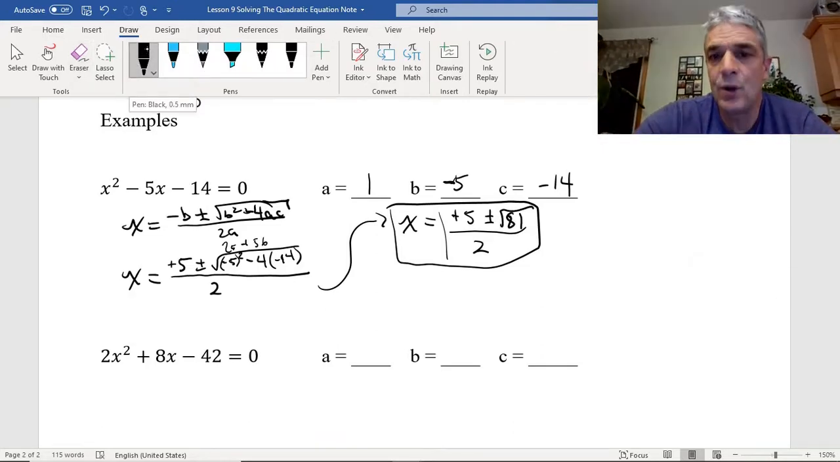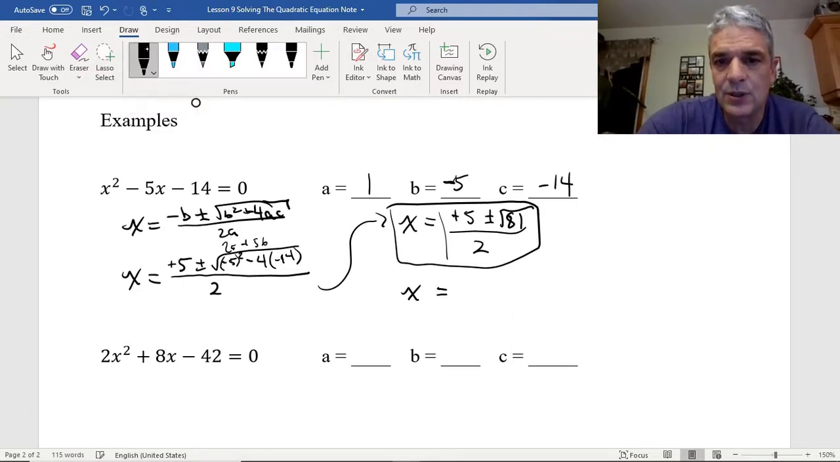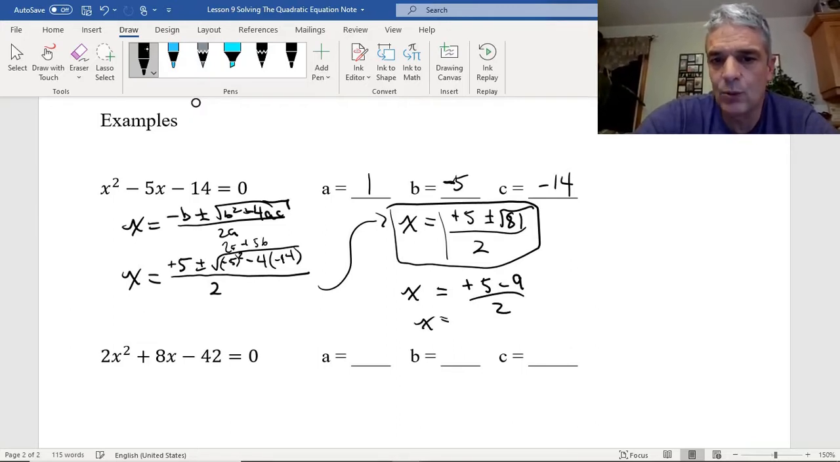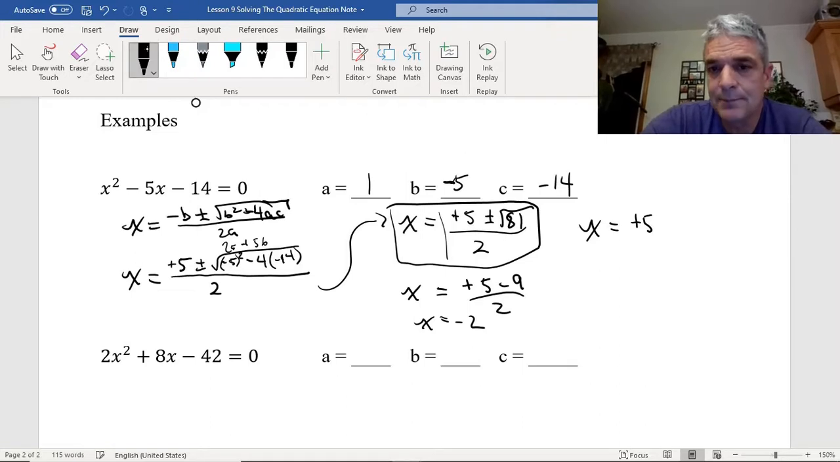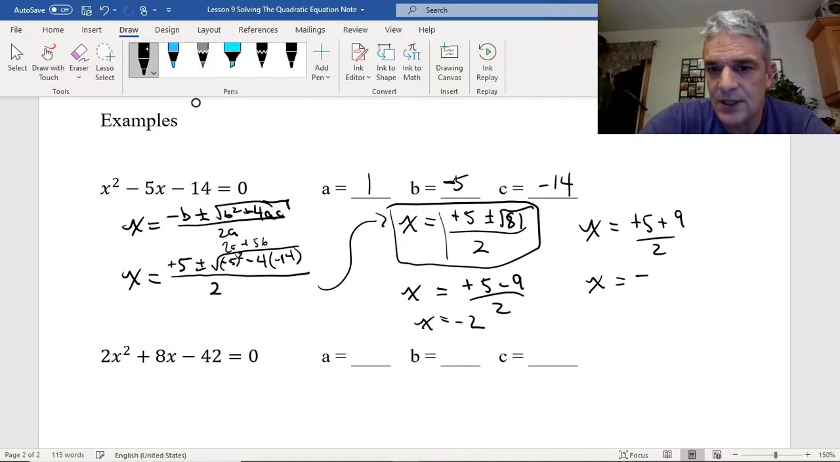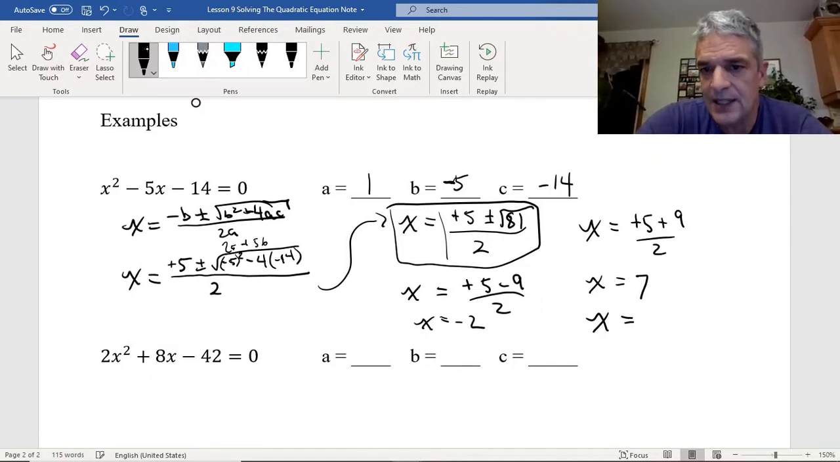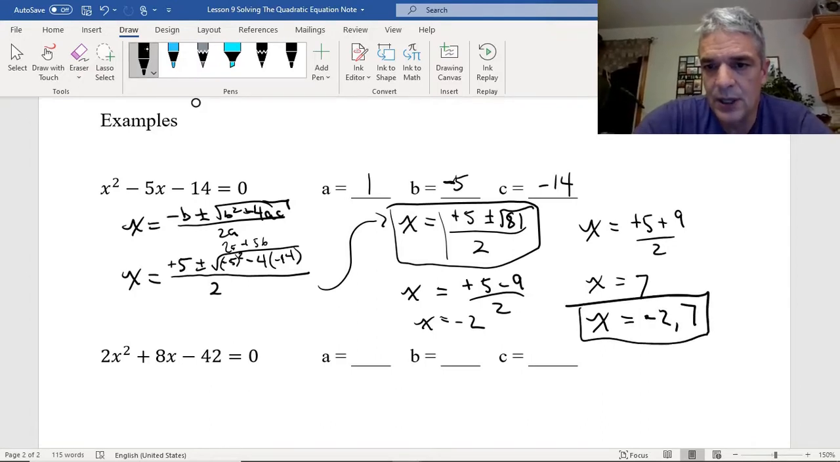So this would actually work out to be x equals +5 minus 9 over 2, which would be an answer like x equals, what is that? 5 minus 9 over 2 would be -2, and x over here would equal +5 plus 9 over 2, and that would work out to x equals 7. And so the two answers would be x equals -2 and 7, and it worked out to nice even numbers.